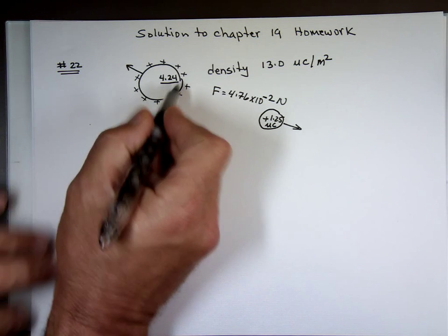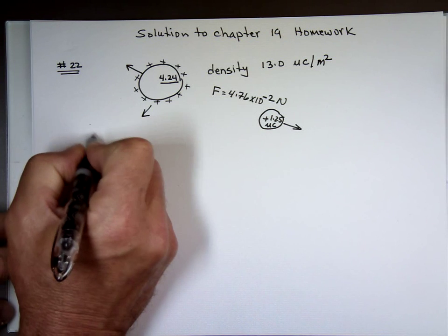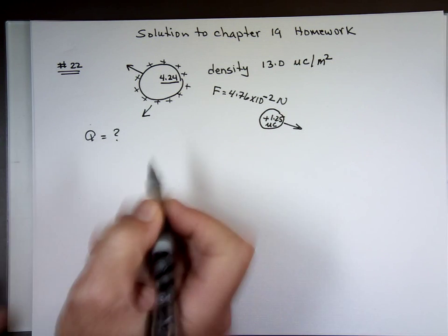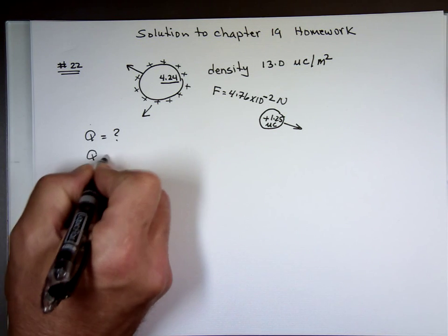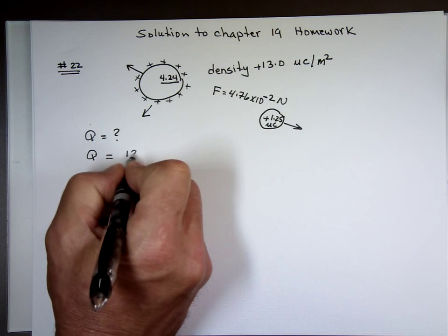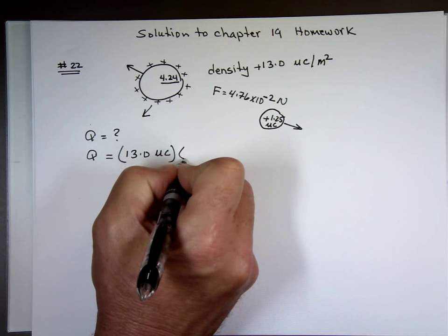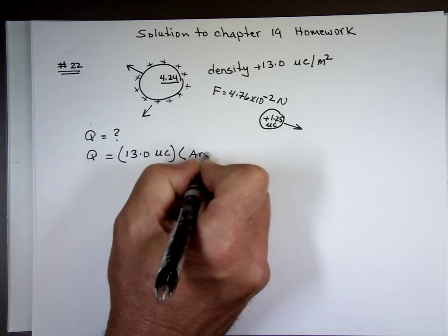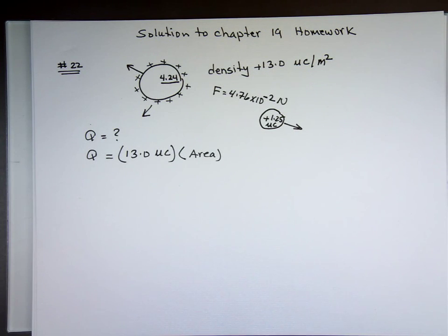Well, we need to know what the charge on this one is. What is Q here? We have the density. Well, Q is going to be, notice the density tells you how many charges per square meter. So it's 13.0 microcoulomb times the area, because this is per meter squared. That's per square. So if I know what the area is, I'm done.